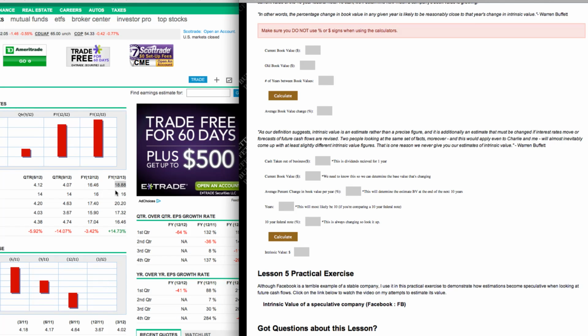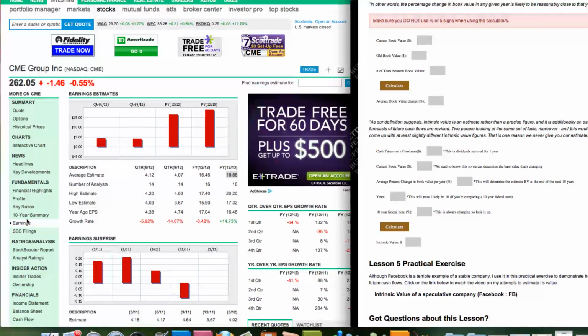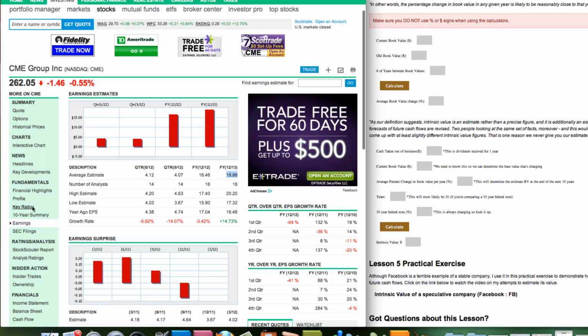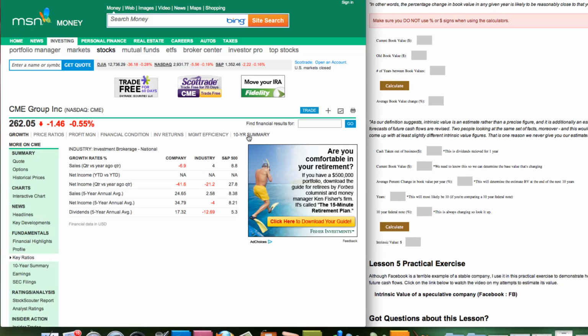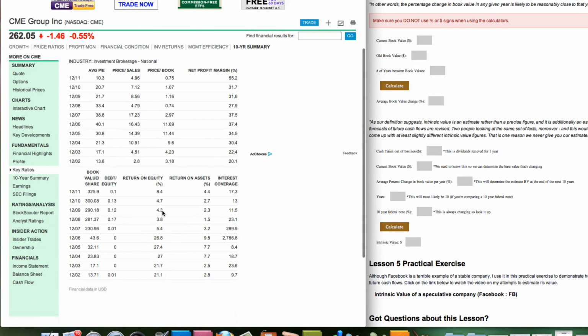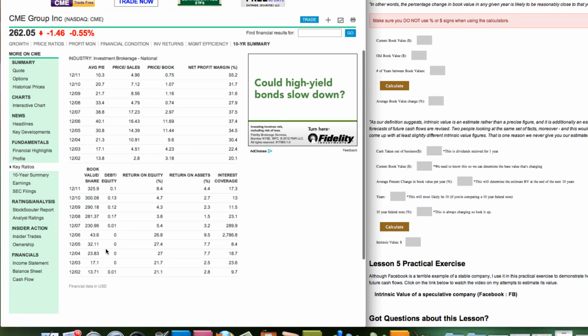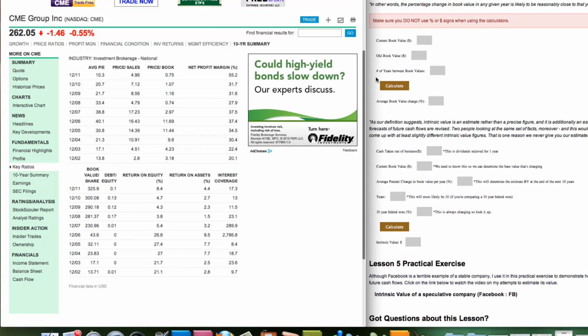higher return. So the typical person, the person in that intermediate phase, would probably value the company like this. Now this is the wrong way to value it, but I'm going to show you how the intermediate person might go about this. Just based off of those tools that they learned in Course 2, they'd first look at the key ratios. So they'd pull that up and go to the 10-year summary and look at this book value growth, and they would be really excited because the company's just got a ton of book value.